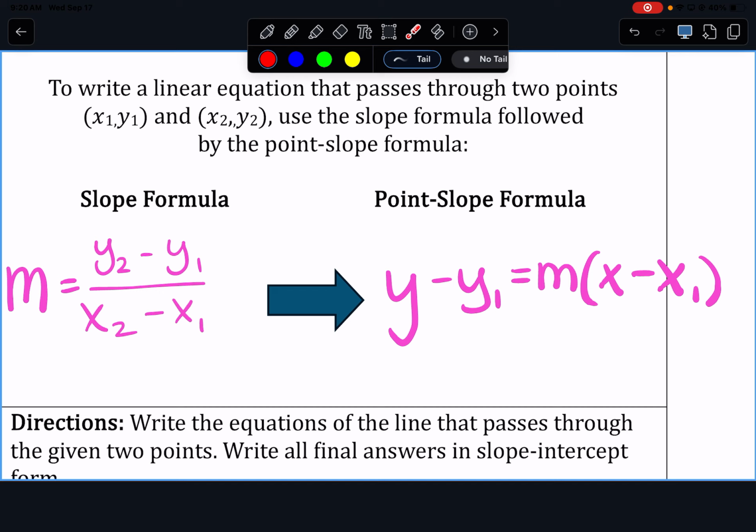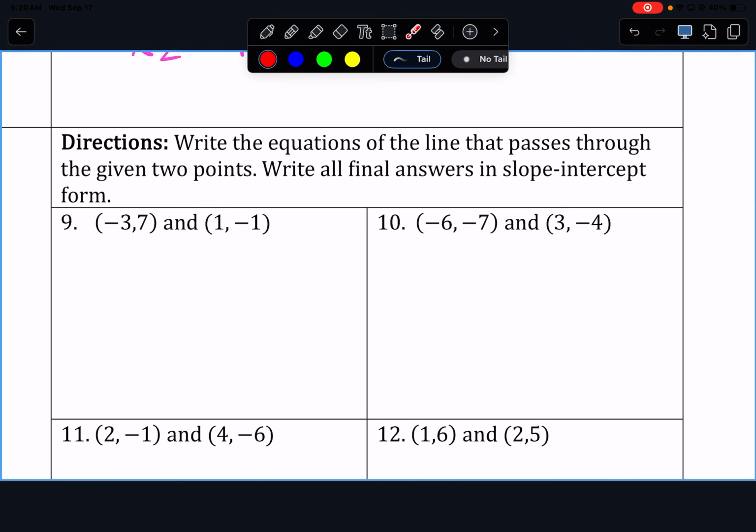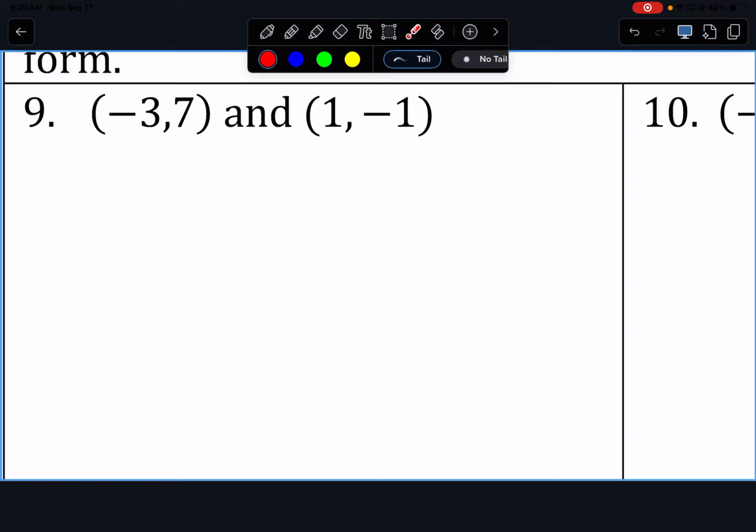I kind of operate under the idea that I'm going to plug in the point that has the smallest numbers, or that's easier to multiply. So if I have a point with 0 and 1 and a point with 8 and 9, would you rather multiply with 0 and 1 or 8 and 9? 0 and 1. So pick the point that is easier to deal with, and that will make the problem go a little bit smoother for you. So let's go ahead and look at these. We're going to do the odds again. It says write the equations of the line that passes through the 2 given points. Write all final answers in slope-intercept form. So first we find our slope, plug into the point-slope formula, and then simplify.